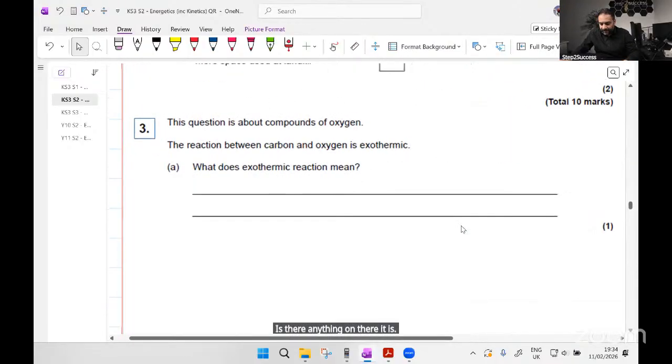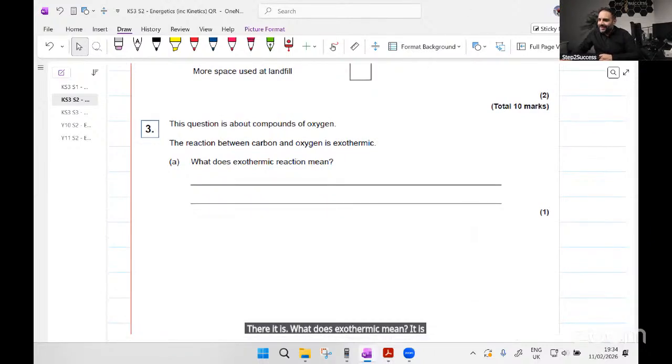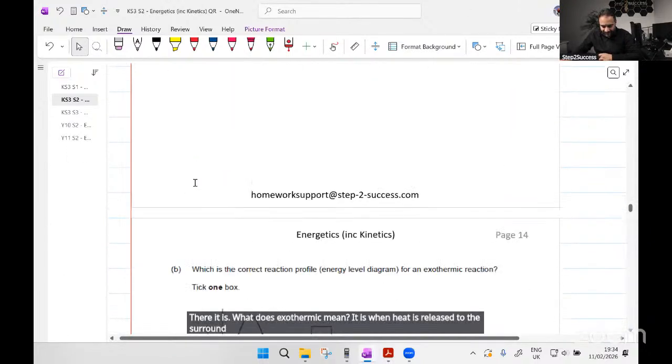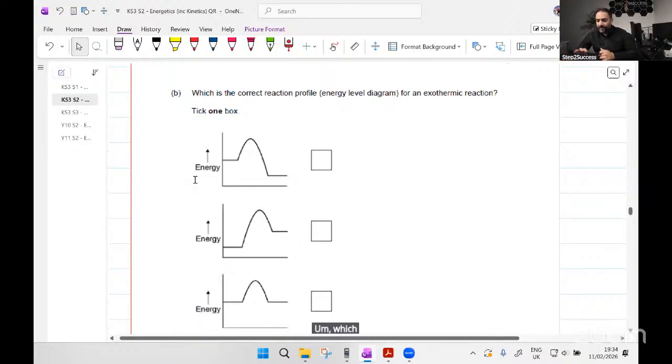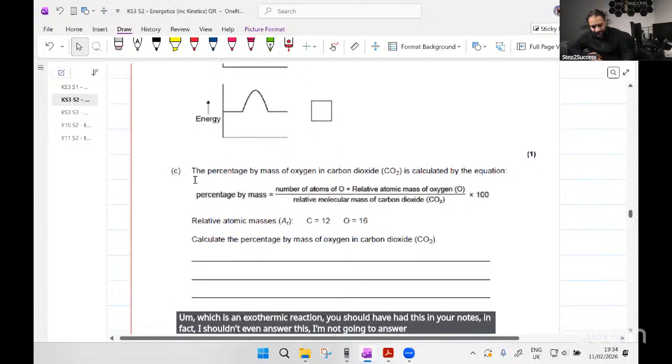What does exothermic mean? It is when heat is released to the surroundings. Which is an exothermic reaction? You should have had this in your notes. In fact, I shouldn't even answer this. I'm not going to answer it because you should have it in your notes.